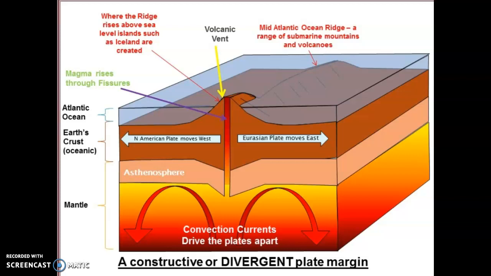Now, at the bottom of this diagram, we can see a constructive or divergent plate margin. Remember what we said earlier, a margin is also known as a boundary. Since divergent plate boundaries do not possess any form of subduction, these types of plate boundaries are associated with land formation and are termed constructive plate boundaries.